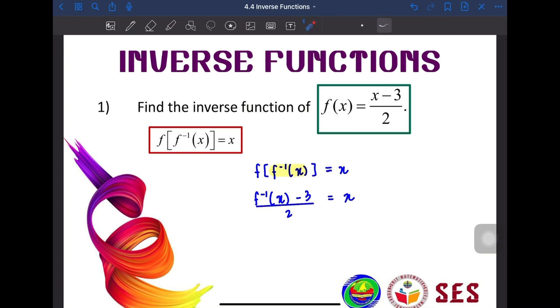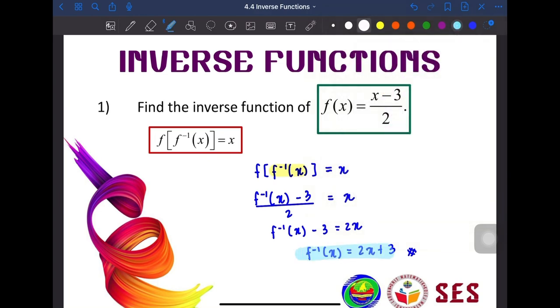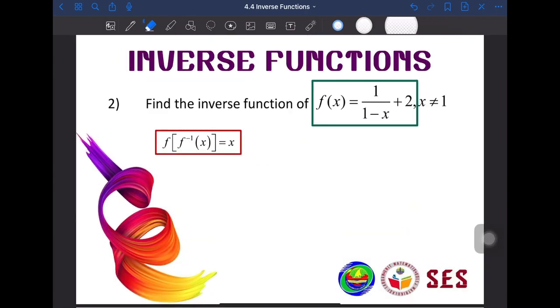Okay, so lepas tu kita nak f inverse kan. So kita pindah-pindah sahaja. 2 boleh bawa sana jadi darab. So f inverse x tolak 3 sama dengan 2x. So negatif 3 boleh bawa pergi sana. So jadi f inverse of x sama dengan 2x tambah 3. Dah siap. So this is how we find the inverse function. Okay, so this is the first example. So kita try lagi satu. Kita try lagi satu example.